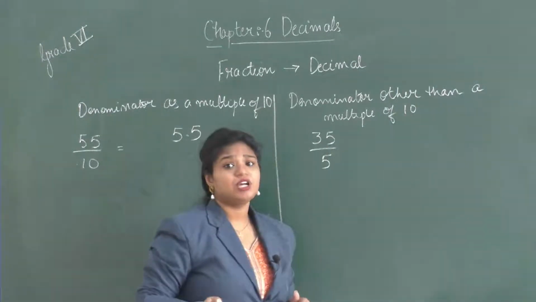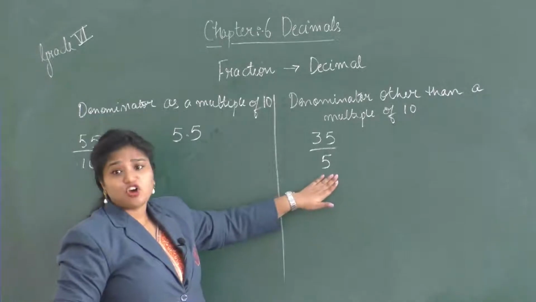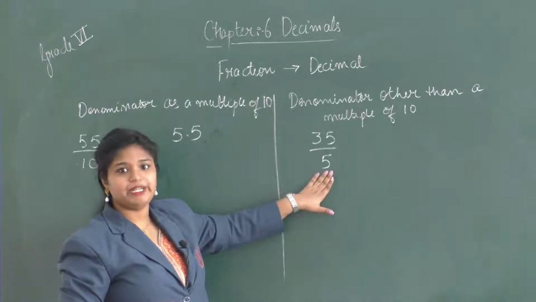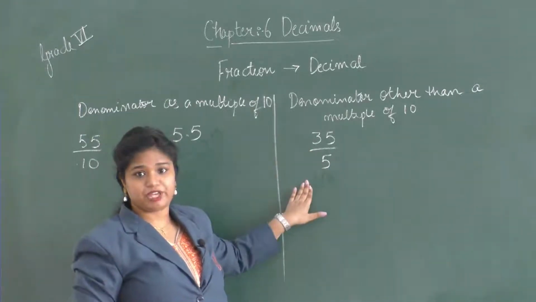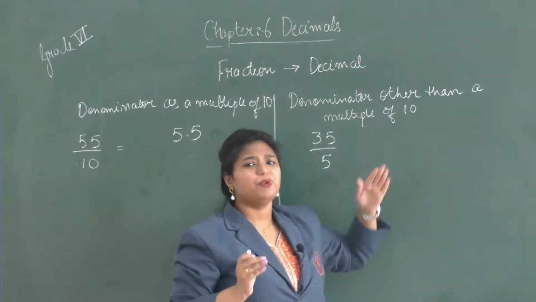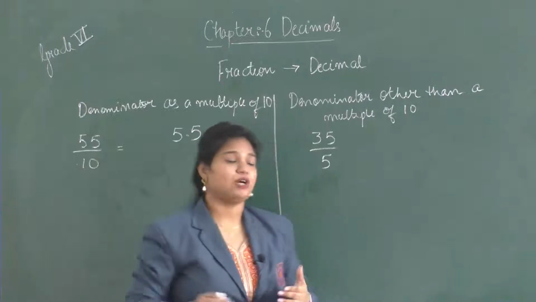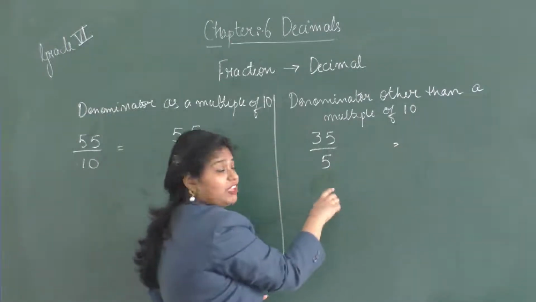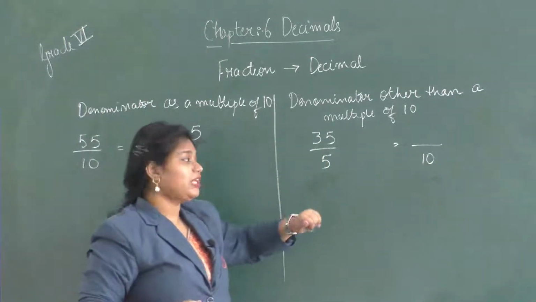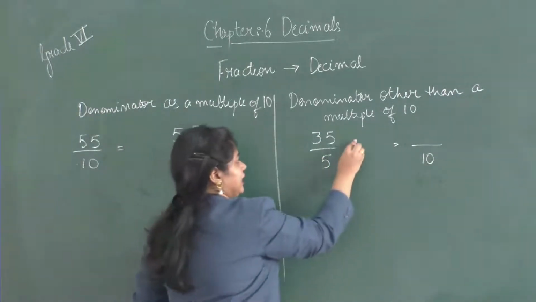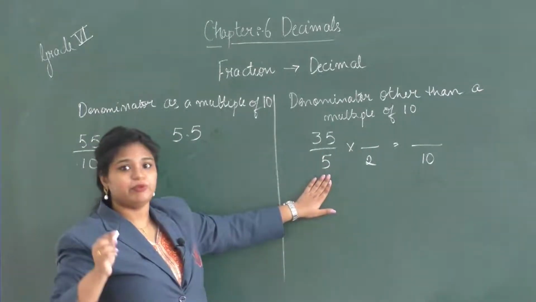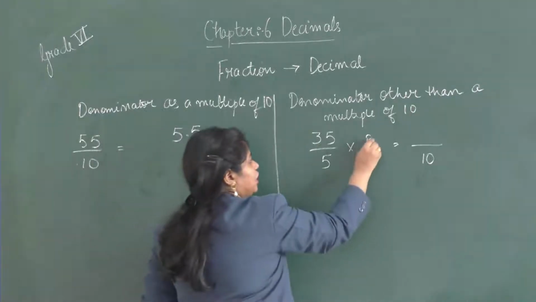Now let's learn how to convert a fraction where the denominator is other than a multiple of 10. So here we have the denominator 5, the fraction is 35 by 5. We will convert this fraction into an equivalent fraction with the denominator 10, 100 or 1000. So we need to convert 35 by 5 into a fraction with denominator 10. We know that 5 into 2 is 10. Now if we are multiplying our denominator with 2, we will also multiply our numerator with 2.